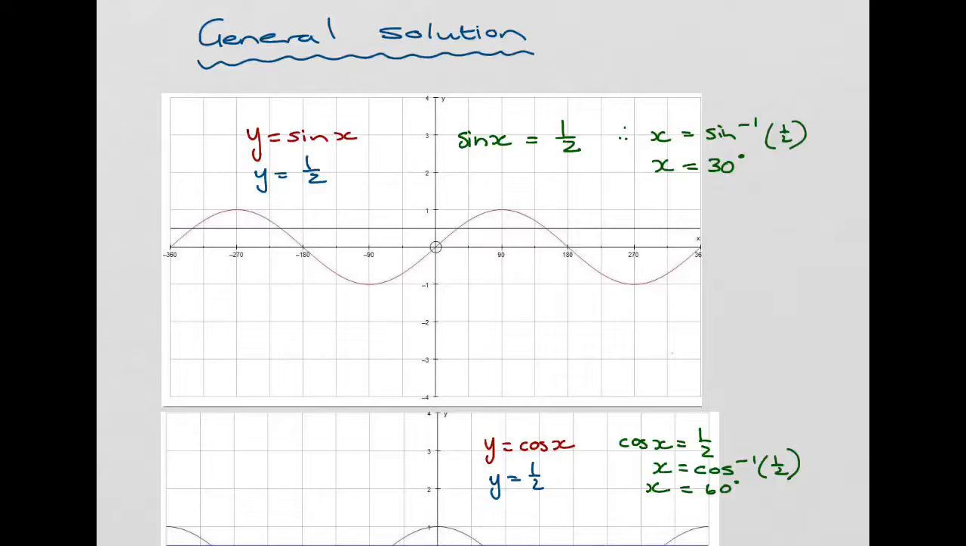Alright, so this is an introduction to the general solution using the equation method, not the quadrant method. So before we go on to the general solution, I need to explain what the whole point of it is. So here's a sine graph.